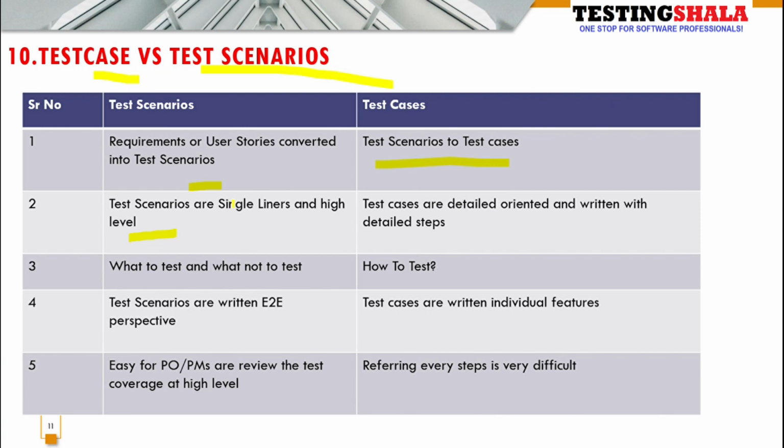The second aspect is that test scenarios may not be very detailed. They are just single-liners where we define everything at a very high level. But in test cases, we focus more on detail. In third, in test scenarios we define what to test, but we won't define what not to test and how to test. But in test cases, we define how to test as well.